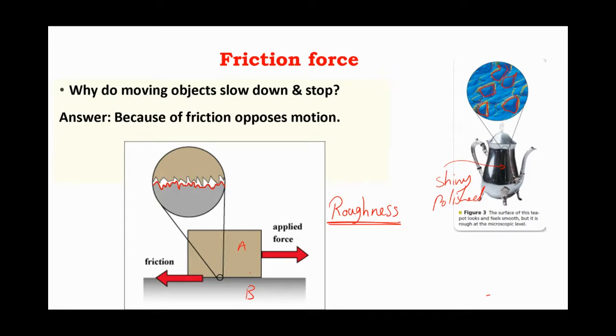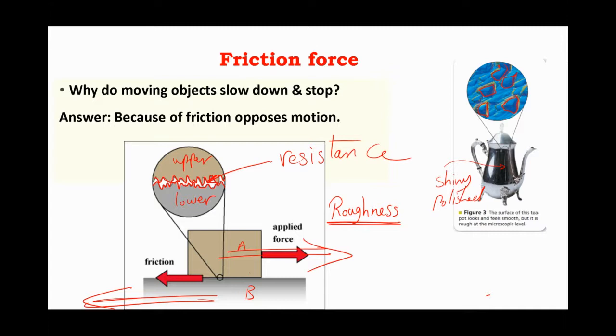There are these irregularities, the irregularities of the lower surface and the irregularities or bumps of the upper surface. Because they are pushed against each other, these irregularities cause resistance. So if you try to move the first object to the right relative to the second object, because of these irregularities, there will be a resistance. This resistance is called the friction force.